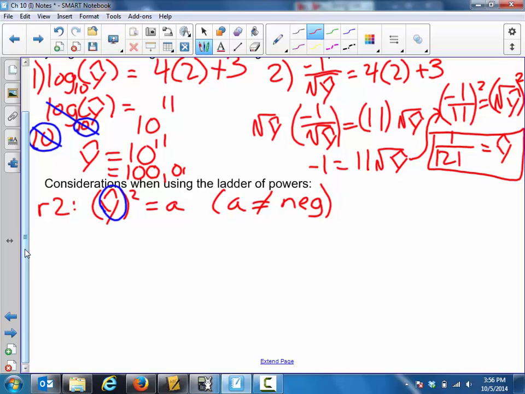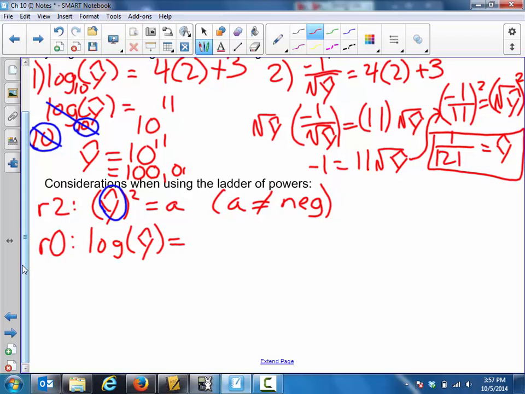A cannot be negative. You can't take the square root of a negative unless you want imaginary numbers. You don't want imaginary numbers. We're trying to keep it real here. We're trying to keep things making sense. So be careful when you're using rung 2 that you're not setting yourself up to take the square root of a negative on both sides. It just won't work for you.